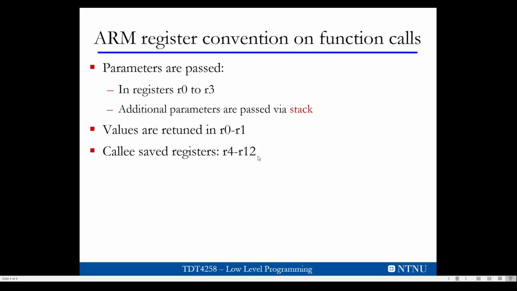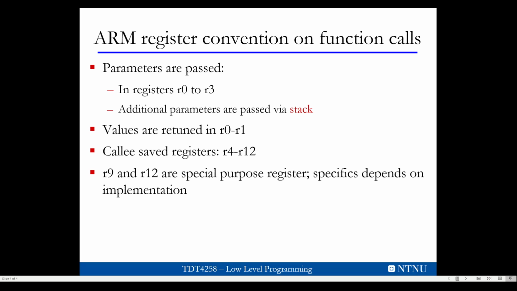R4 to R12 in ARM are callee saved registers. So if the called function wants to write in any of these registers, it first needs to save the original value. And then before returning the control back to the calling function, it needs to reload that value in that register so that the calling function, or the caller, sees exactly the same value as it was before the function call. On the other hand, R0, R1, R2, and R3 are caller saved registers. So if the caller wants to preserve the value of these registers after the function call, it needs to save them and restore them itself. So it saves the value of these registers before making the function call and restores it once the function returns.